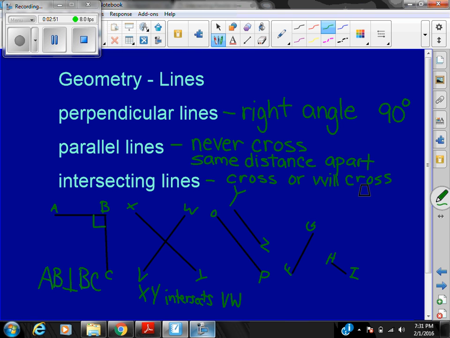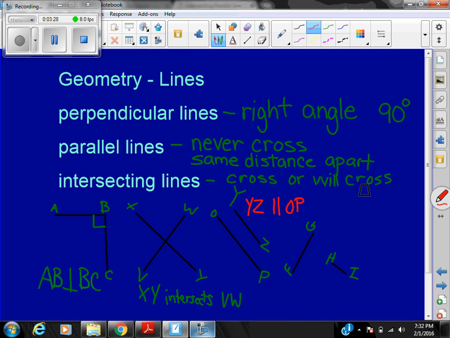When we look at the next set of lines, we have YZ and OP. If we wanted to say that these lines were parallel, notice that these lines are the same distance apart, and no matter how long you draw them, they are going to be the same distance apart. It doesn't matter that one is shorter than the other and one is longer. It just matters that they're the same distance apart and that they never ever cross. Those two criteria will make two lines parallel. So I could say YZ, and here's the symbol for parallel, is parallel to OP.